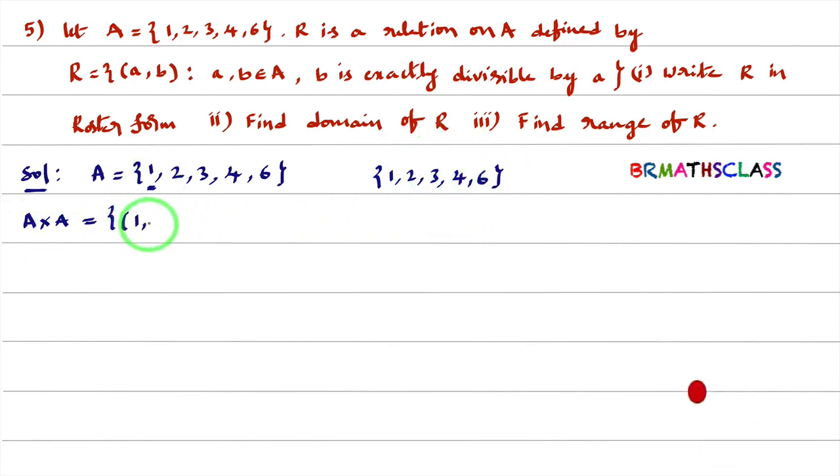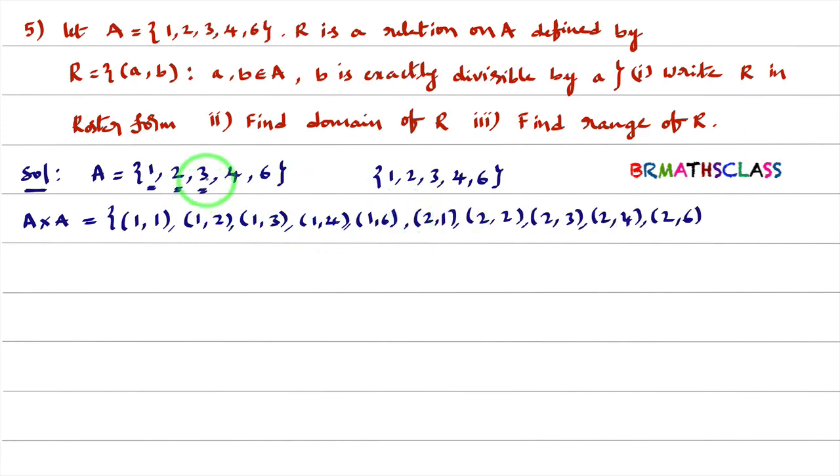We learned this in the first exercise. Ordered pair 1, 1. Ordered pair 1, 2. Ordered pair 1, 3. Ordered pair 1, 4. Ordered pair 1, 6. Now you take the element 2 and pair with all the elements of this set. Then you will get, now you take the element 3 and pair with all the elements of this set. Like that you calculate A cross A.